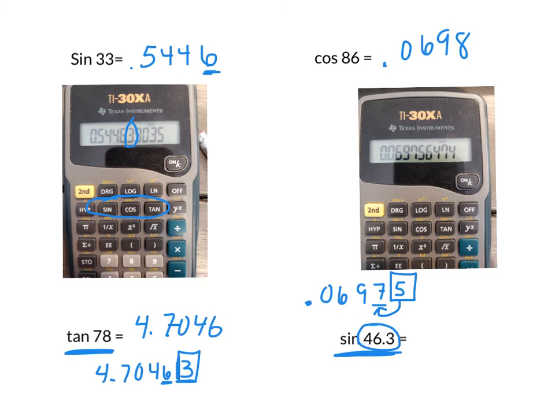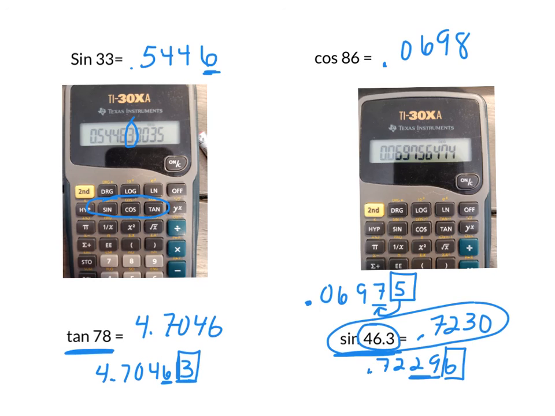So 46.3, and then I'm going to hit the sine button, and I get 0.72296. And again, this is where I'm rounding to. The 6 has enough power to round the 29 up to the 30. So 0.7230 would be my answer for that problem. That's the gist of it. It's literally just taking a calculator and typing things away.